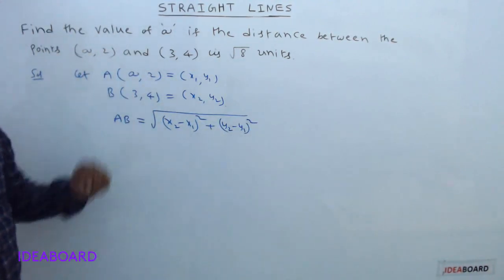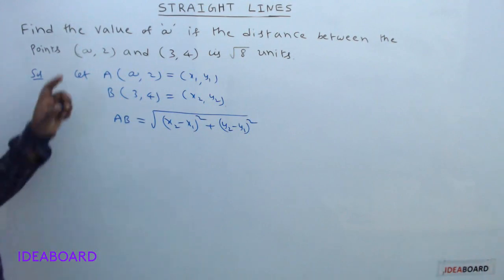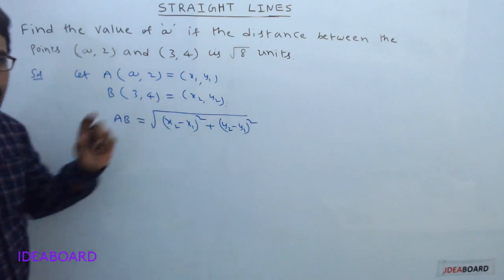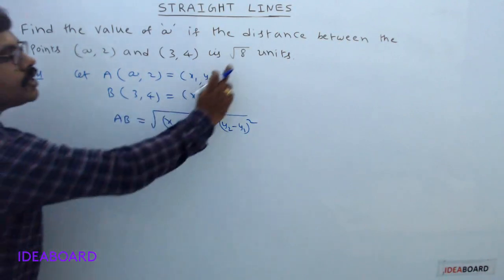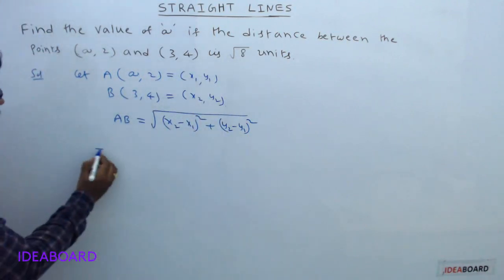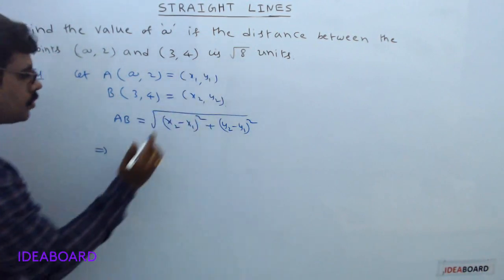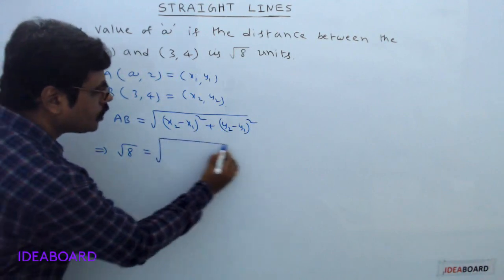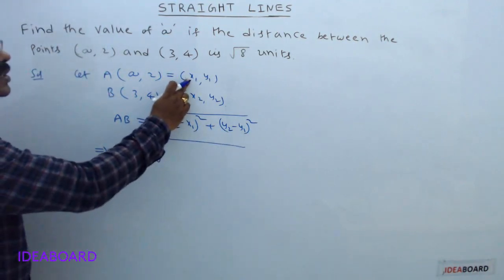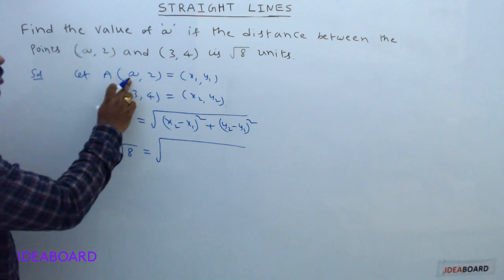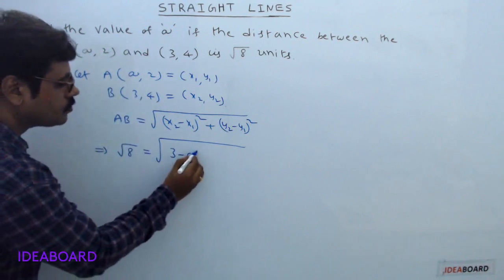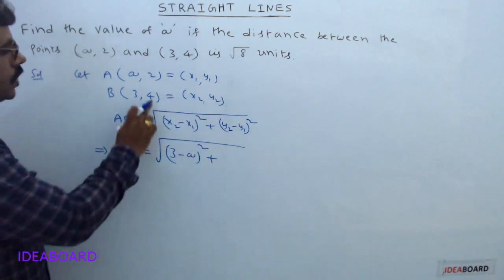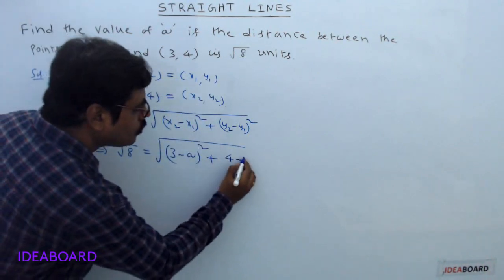But in your given data, they mention the distance between these 2 points is root 8 units. It means the value of AB is root 8. So in place of AB, you can substitute the constant root 8. This is equal to the square root of (x2 minus x1) whole square, that is (3 minus a) whole square, plus (y2 minus y1) whole square, that is (4 minus 2) whole square.